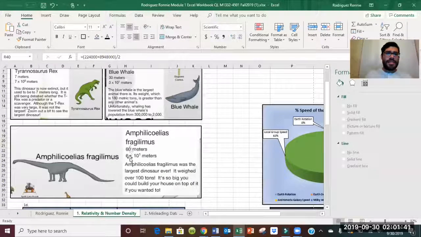So if you had something that was 6 times 10 to the negative 1 meters, then it would be 0.6. And then for each exponent that you put on, you add a 0 before the number after the decimals. So 6 times 10 to the negative 2 would be 0.06, and so on from there.